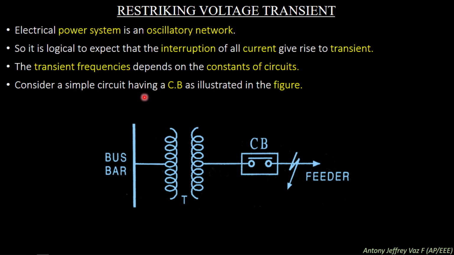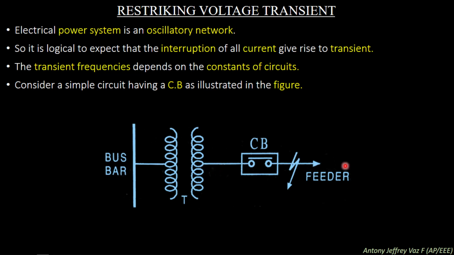Consider a simple circuit having a circuit breaker as illustrated in the figure. You can see a bus bar is present in the power system, and this bus bar is fed by a generating station, and this bus bar is connected to a step-up transformer, and from the step-up transformer a circuit breaker is connected. After that, a long transmission line follows. So a generating station is generating power and feeding power into the bus bar, and this bus bar in turn provides the power to the transformer, and this step-up transformer is used to distribute the power in a long transmission line.